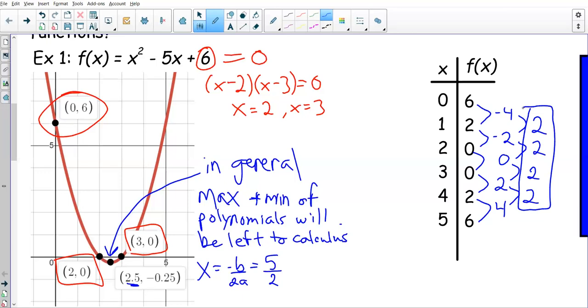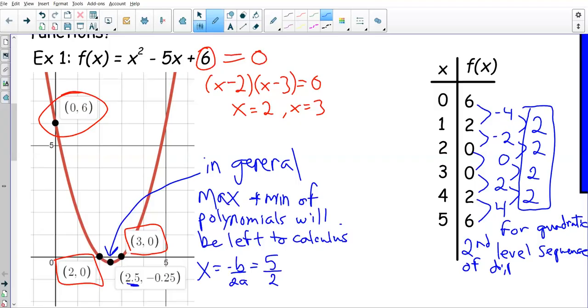of differences by 2. And what happens for a quadratic, we call this thing that we've just made the second level sequence of differences. So for a quadratic, the second level sequence of differences is constant.